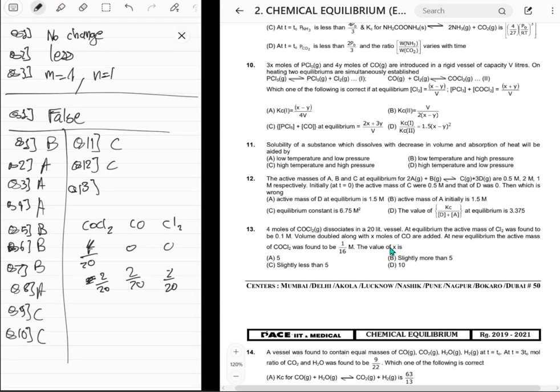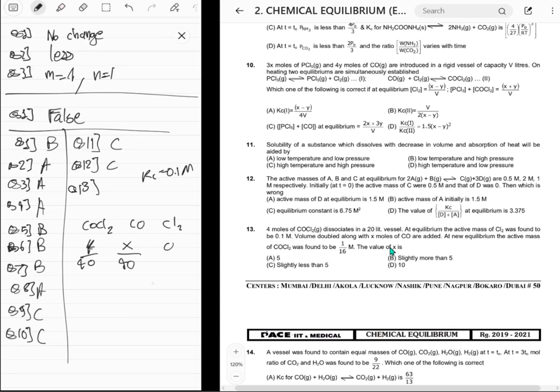Volume doubled along with X moles of CO added. First of all, from this expression you can figure out what Kc is. Kc will just be 0.1 times 0.1 upon 0.1, which is 0.1 molar. Then the same conditions, but you add X moles of CO. Now this is X upon 40, since the volume doubled and is now 40.